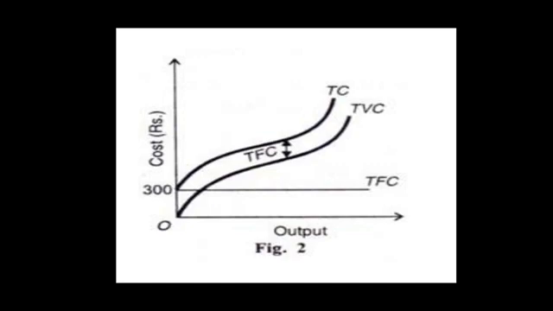It should be noted that both the total variable cost and total cost curves increase initially at a decreasing rate up to the point of inflection, and then they increase at increasing rate. It is due to the application of law of variable proportions. The behavior of average and marginal cost curves will be discussed in our next lecture.